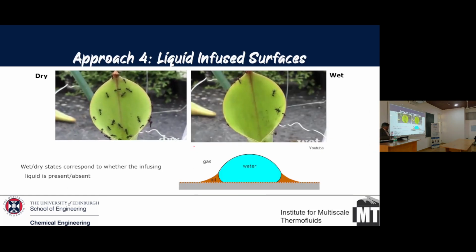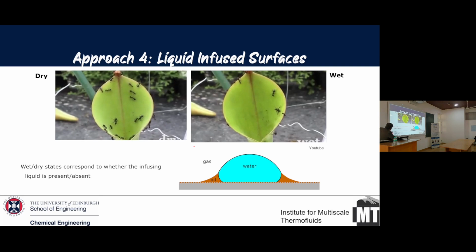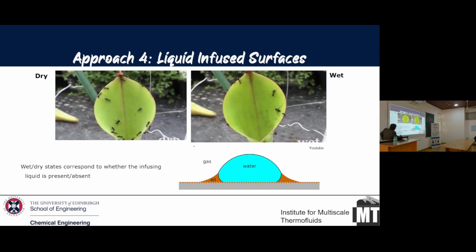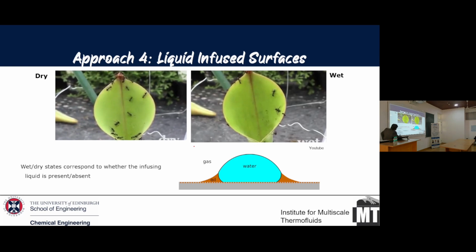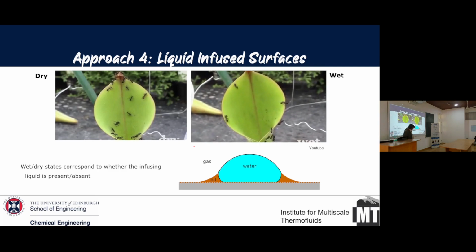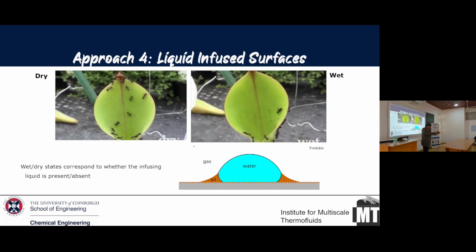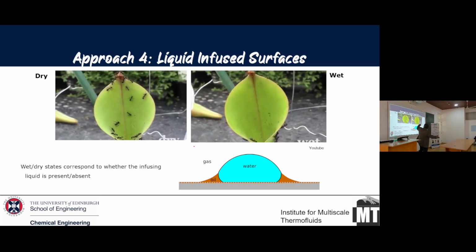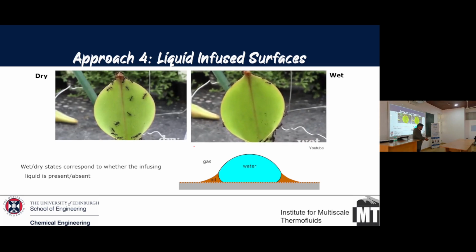This is again liquid infused surfaces. This is basically a pitcher plant. You can see that this is a dried pitcher plant. On a dry pitcher plant, ants move very nicely, but a wet pitcher plant has this mucus layer, which does not allow them to pass. So everything falls into that.